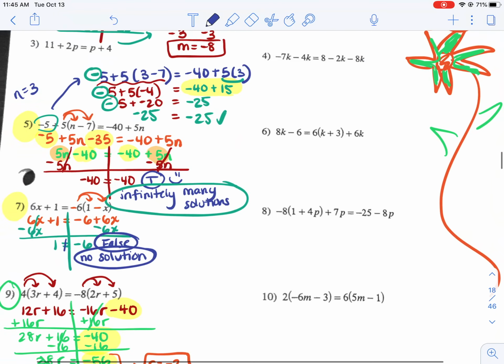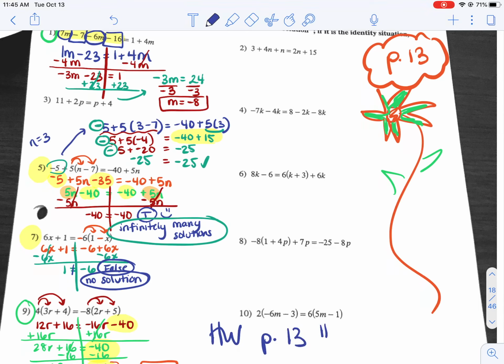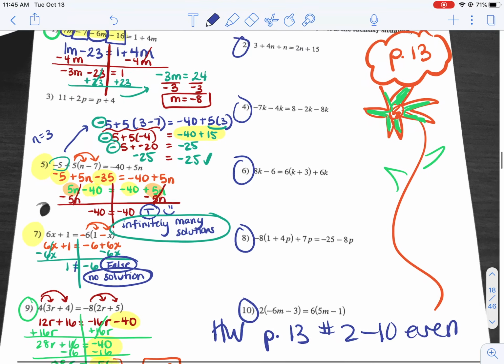So what I'm going to ask you guys to do for homework tonight is finishing this page 13, and you're going to do 2 through 10 even. So we'd like you to take a picture of these questions so we can check your work. And then also make sure that you have the notes done from the video too.